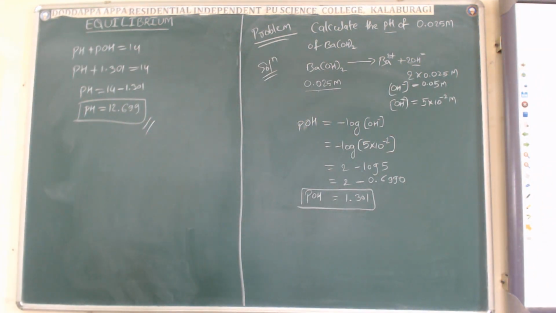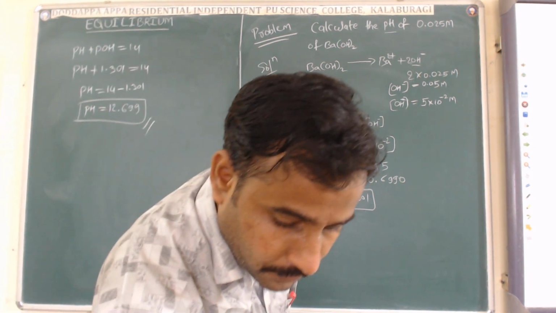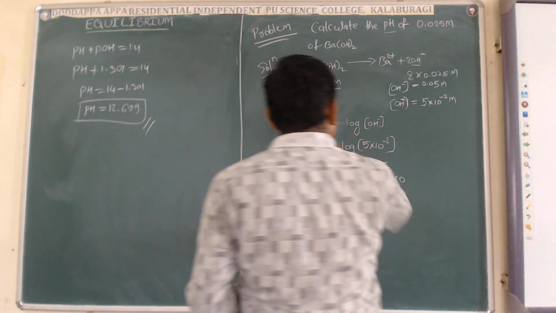Next one is the dissociation constant of weak acid and weak base.